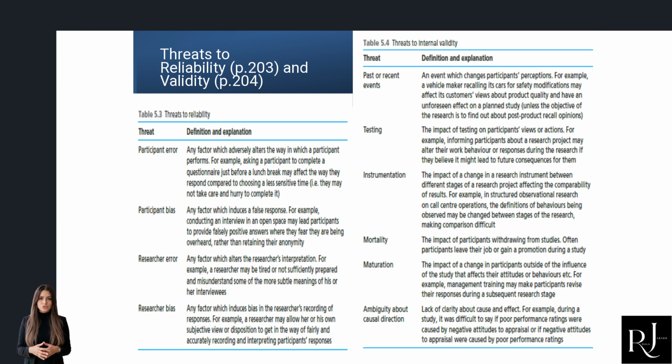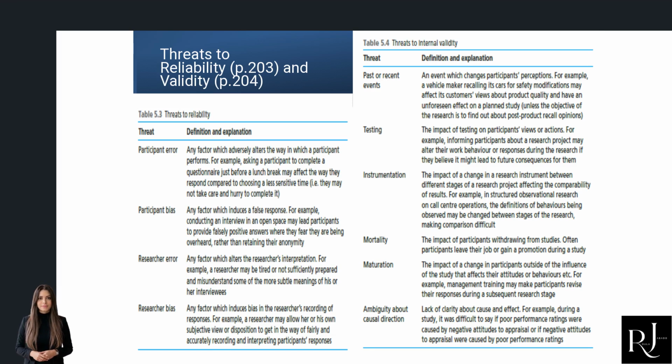We must also be aware of threats to reliability and validity. Threats to reliability include participant error, like answering a survey when tired or hungry, and participant bias, where people give false answers because they feel watched. There is also researcher error, where the researcher's interpretation is flawed, and researcher bias, where the researcher's own views influence the recording of responses.